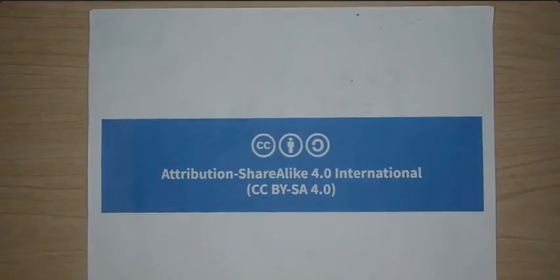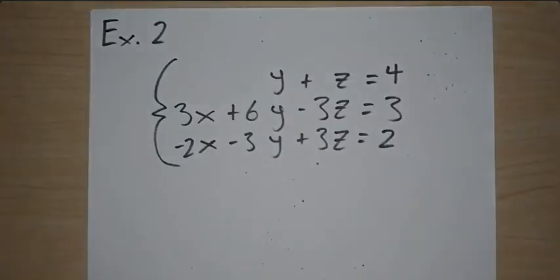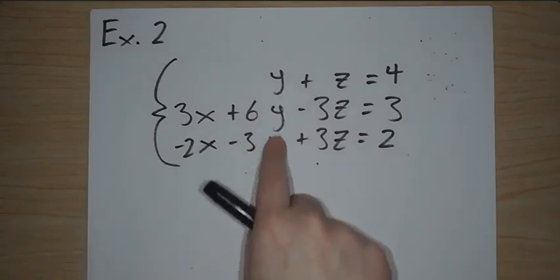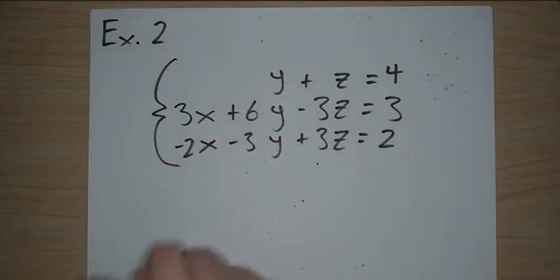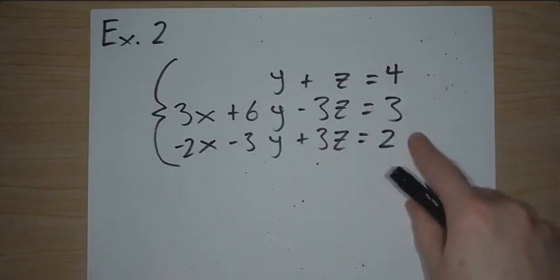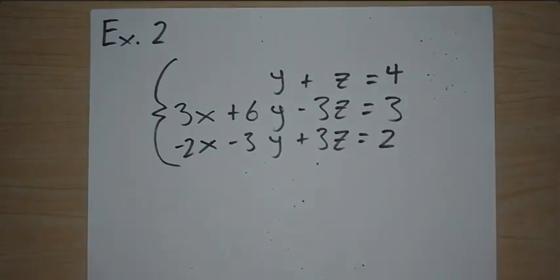This is example 2 of the Solving Linear Systems with Matrices lab. We have the following system: y plus z is equal to 4, 3x plus 6y minus 3z is equal to 3, and negative 2x minus 3y plus 3z is equal to 2. We'll notice first that these are all in order. So the x's are together, the y's are together, the z's are together, and the constants are all alone on the right side.